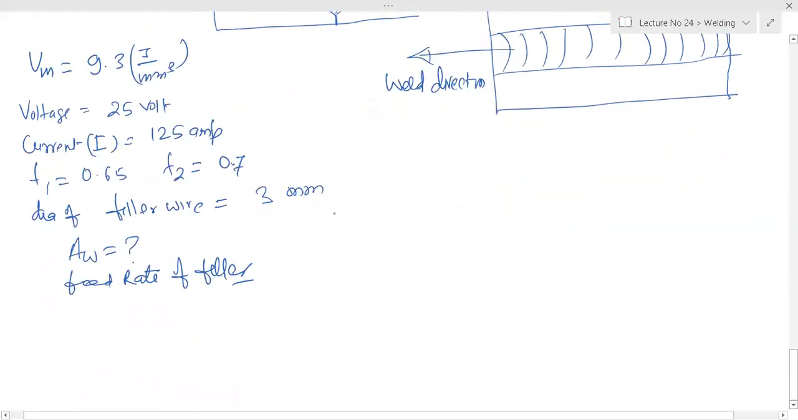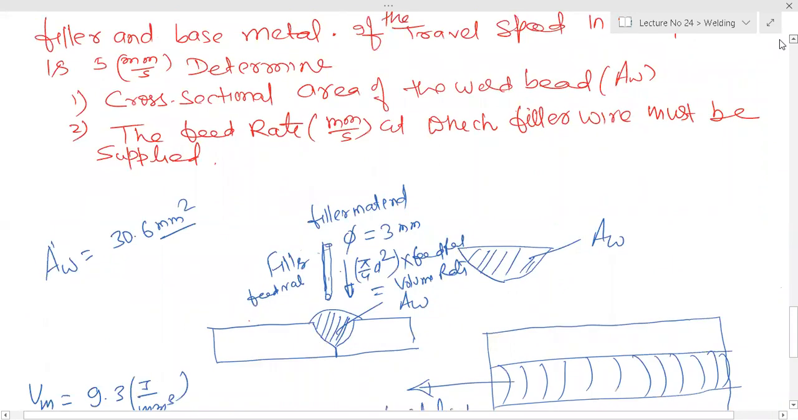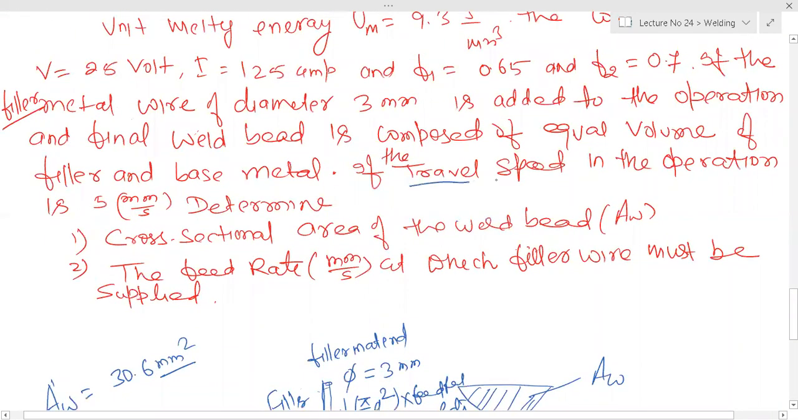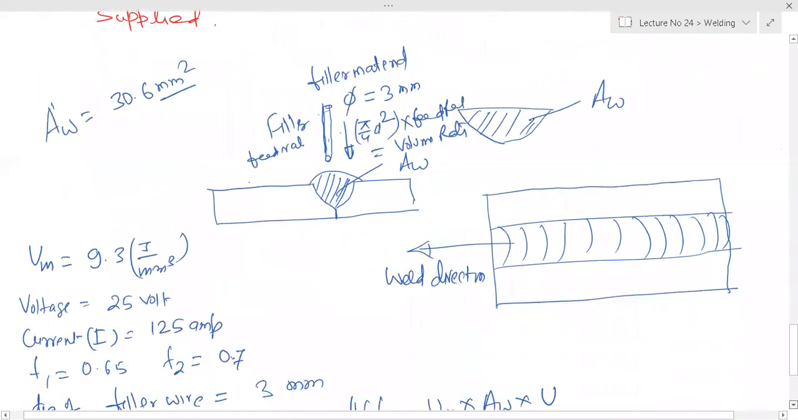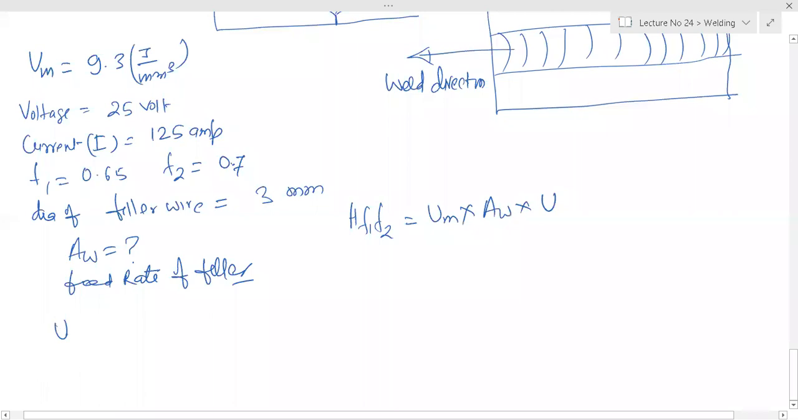First we'll calculate AW, and AW is very easy to calculate. You know that H F1 F2 is equal to unit melting energy times AW times U, right? And U is given to you. It is the travel speed, 5 millimeter per second. But that is not feed rate. Again, I am telling you, that U is your welding speed or travel speed.